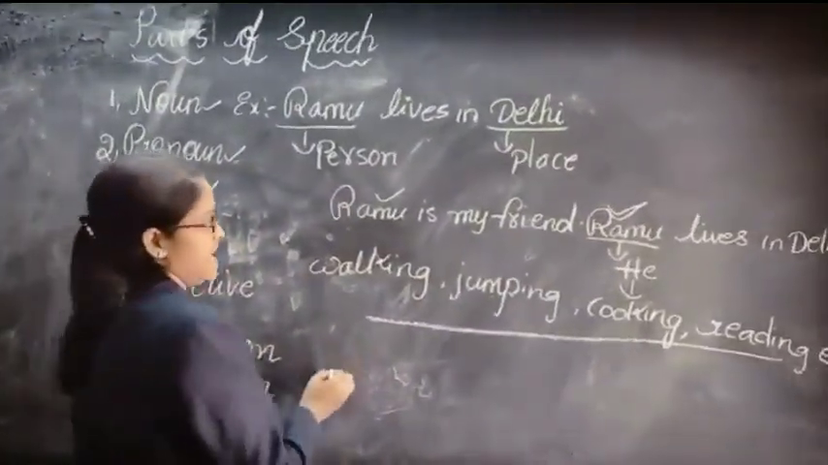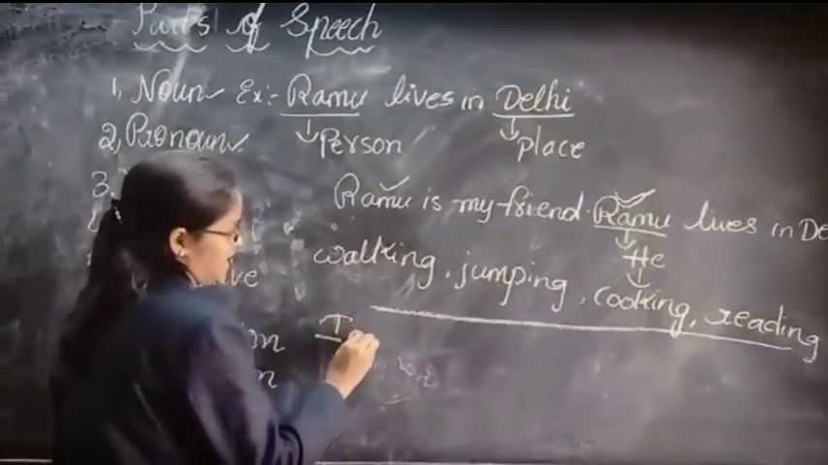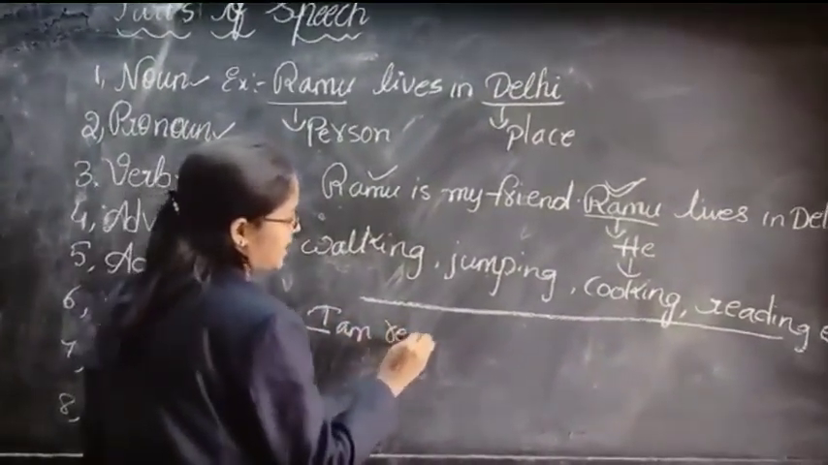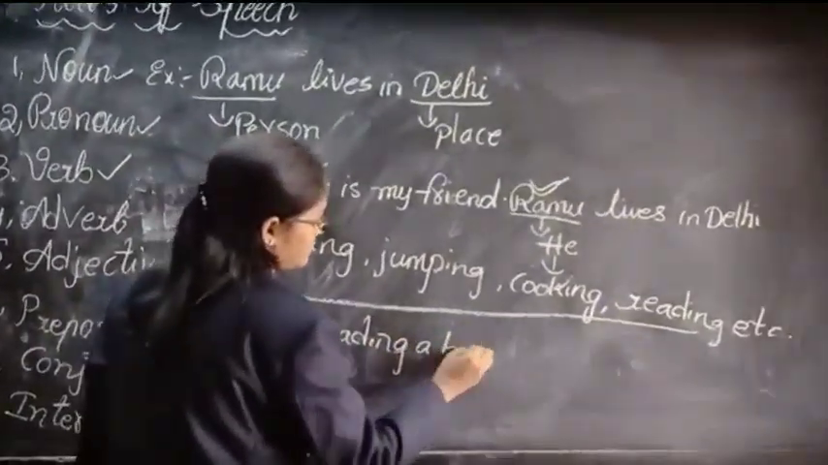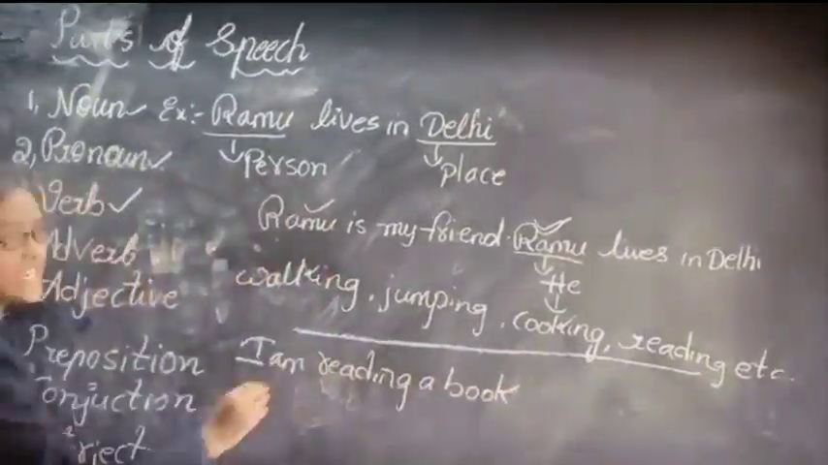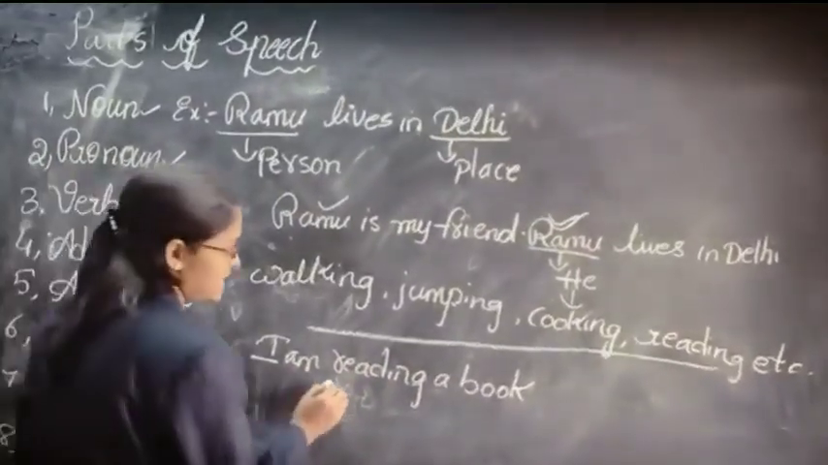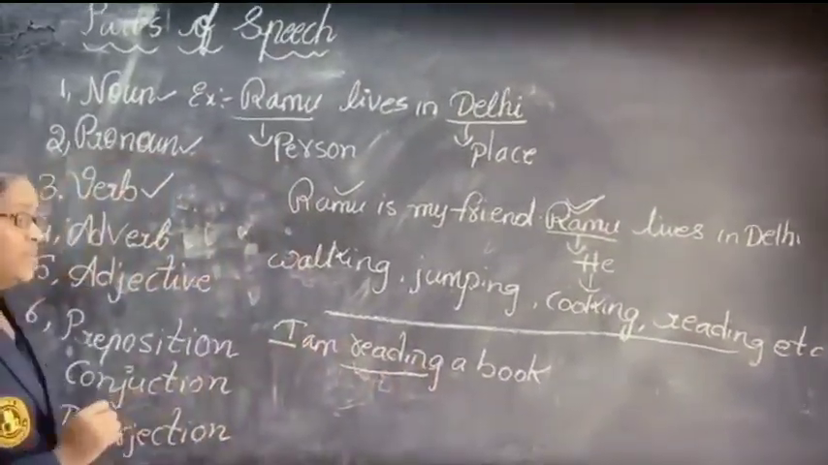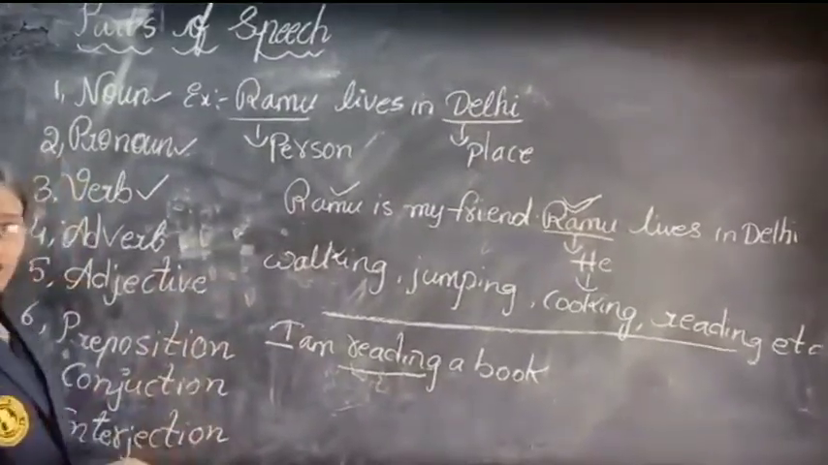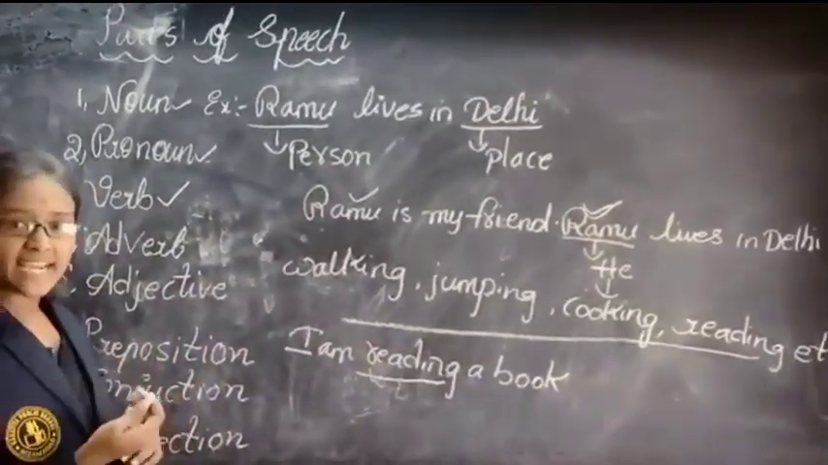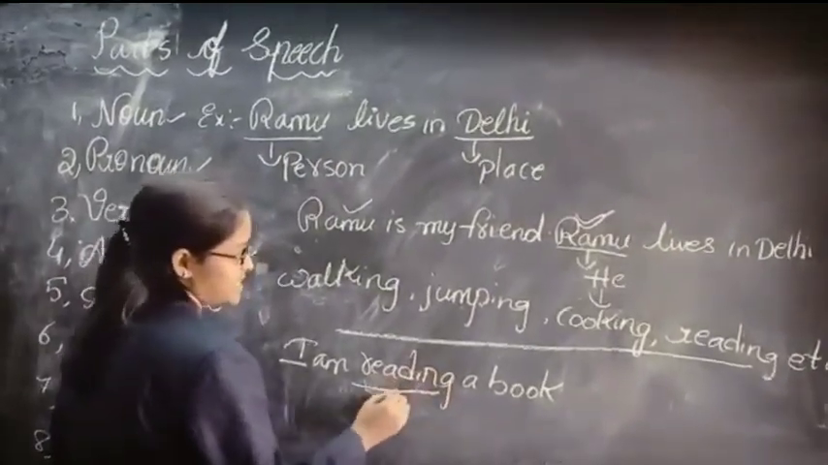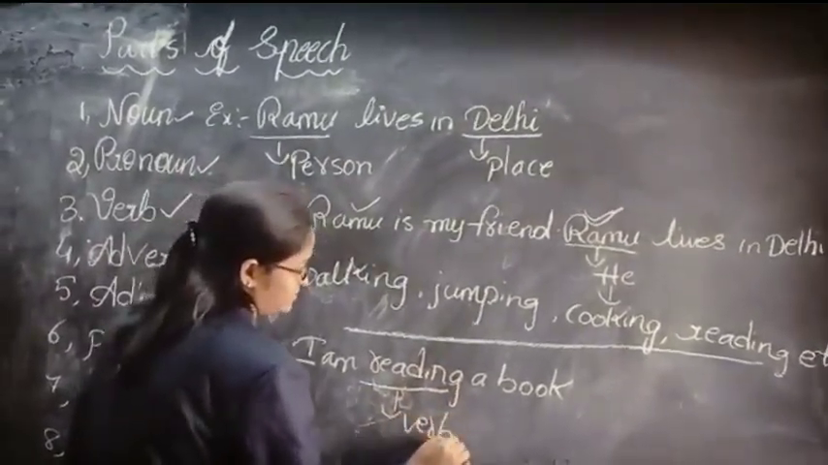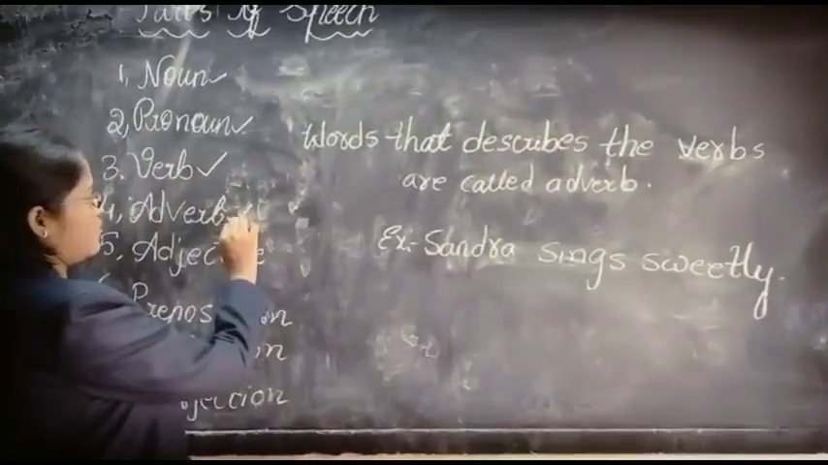So let us see one example. I am reading a book. In this sentence, which is the verb? Reading is the verb. Why is reading a verb? Because we are doing some work, some action. That's why it is known as a verb.